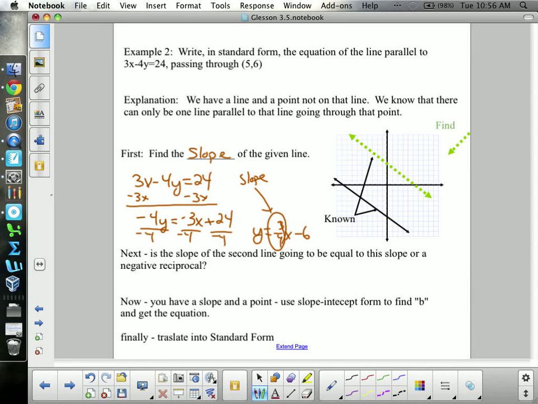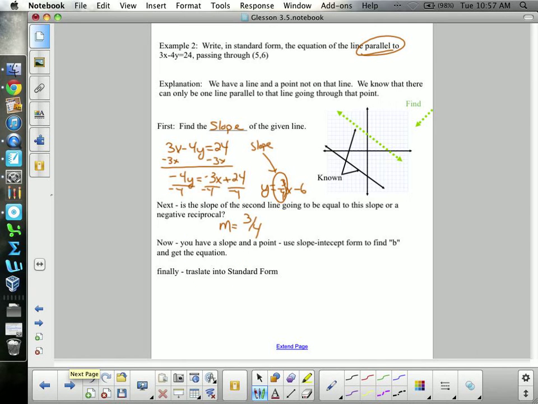Next, the slope of the second line is going to be equal to the slope or the negative reciprocal? It'll be equal if we want the line to be parallel. It'll be the negative reciprocal if we want it to be perpendicular. What do we ask for in this case? I said parallel. Might want to circle that word. So my slope has to be the same, 3/4.